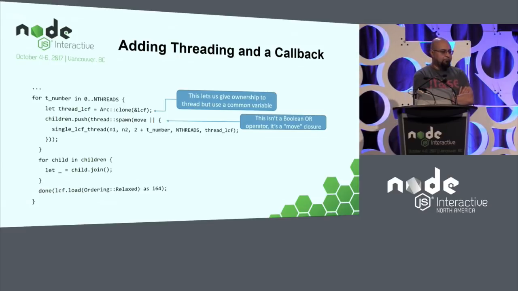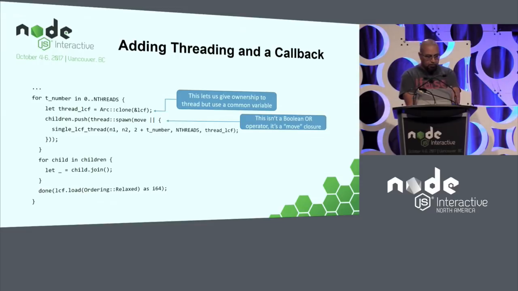So as we move along, we will clone the arc variable that we have and put it in a local variable that we're going to give to the thread. So thread spawn is how we create a thread. That double pipe is not a Boolean, it's a closure. So the move keyword in front of it means move ownership of this thread LCF that I have in the closure to the thread. So if I tried to use this after I declared the thread, I'd get a compile error saying, hey, this variable was moved to this other thread, you can't access it anymore.